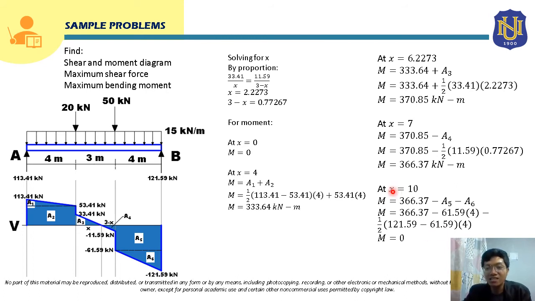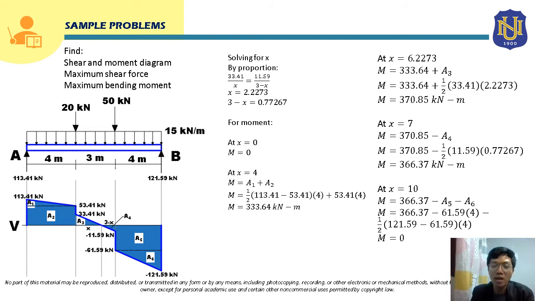So again, class, this is at x equal to 11. This is just a typo error. This is x equal to 11. So the moment here is 0. At this endpoint, class, the moment should be 0 since there's no applied couple or moment here and there's no reaction moment here. So the moment really here at x equal to 11 should be 0.